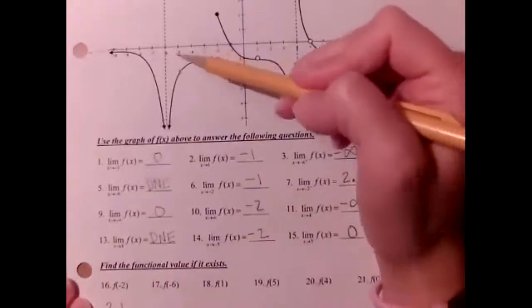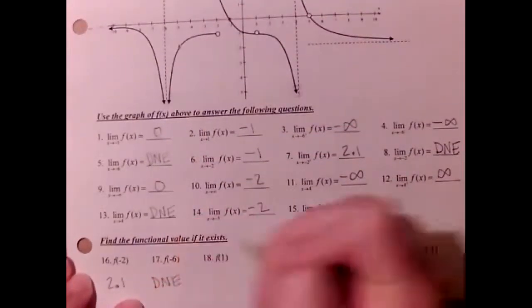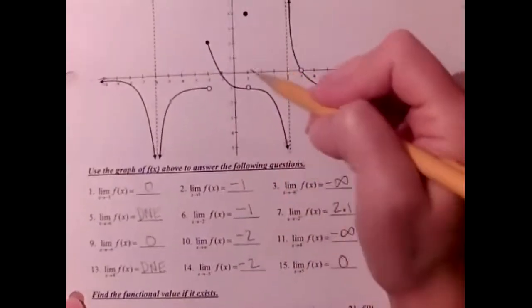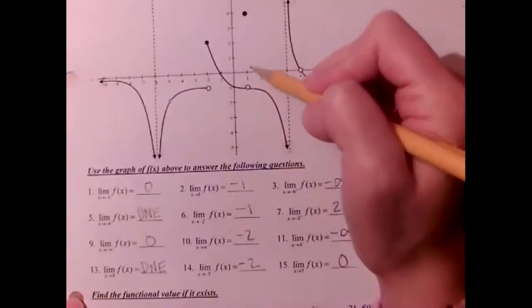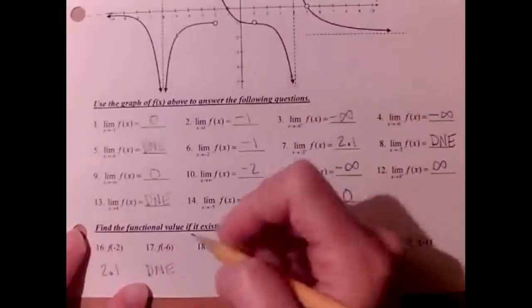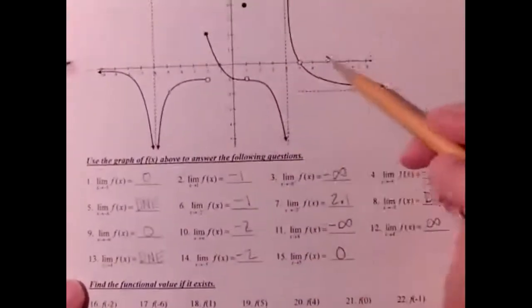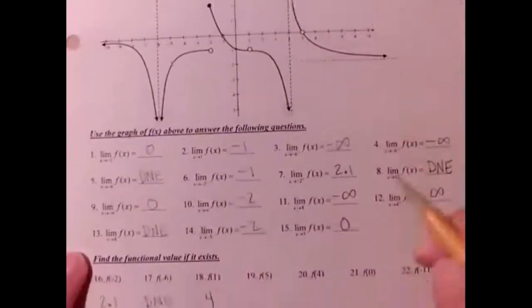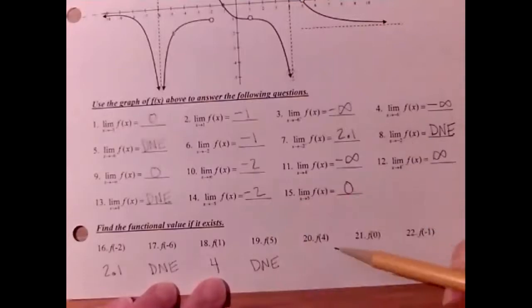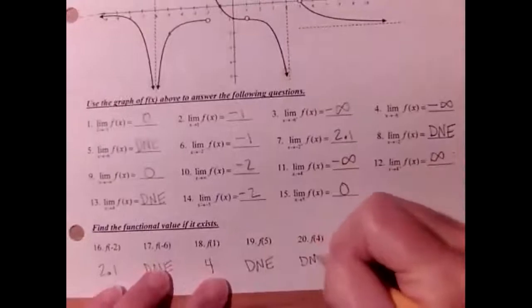All right, f of -6. Well, there's an asymptote there, which means we don't have a point. So that would be does not exist. F of 1, there's a hole right here, but the actual point is up here at 4. So the actual functional value for that one is 4. F of 5, we have a hole, so does not exist. F of 4, there's an asymptote, so does not exist.